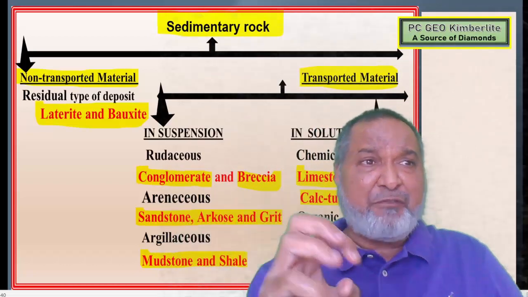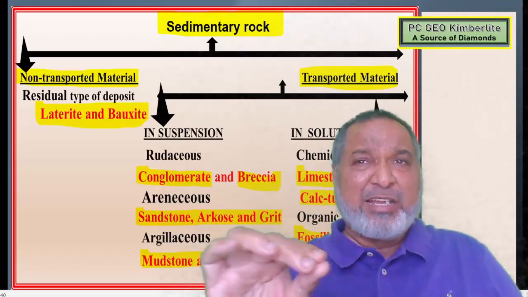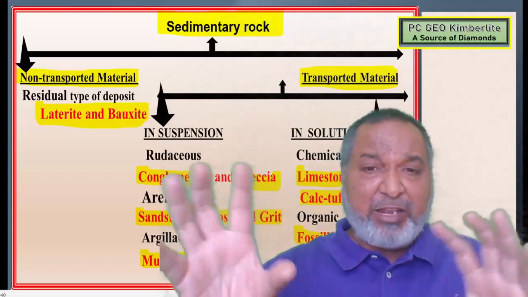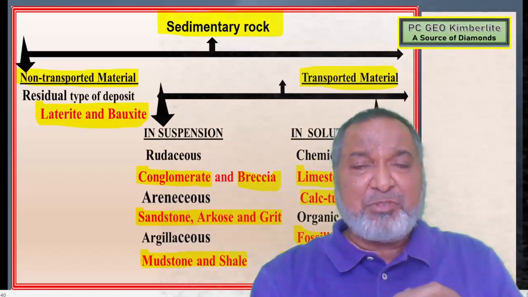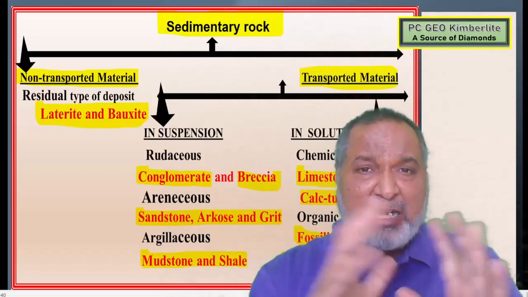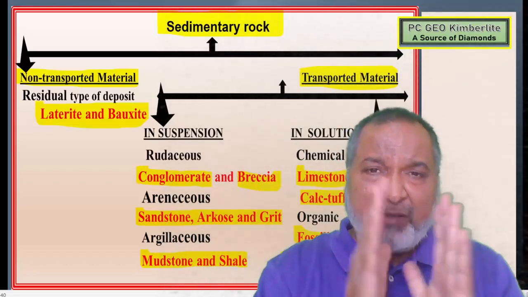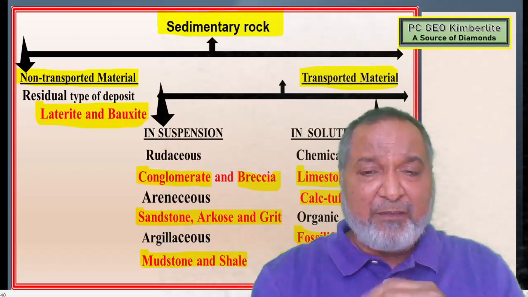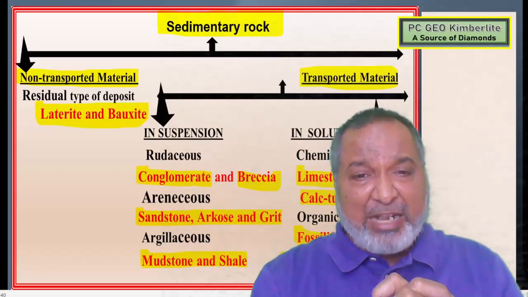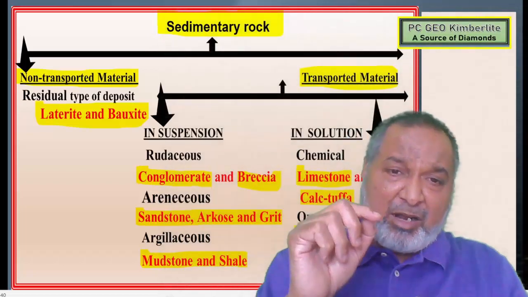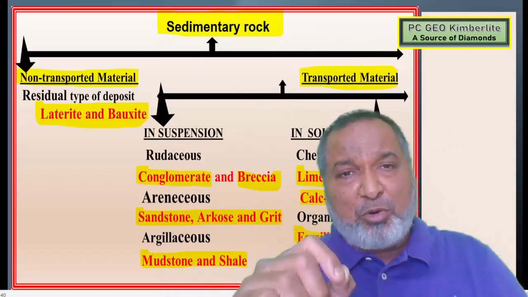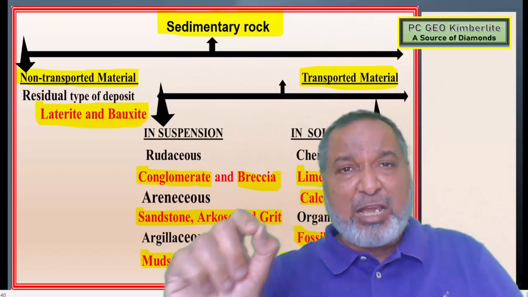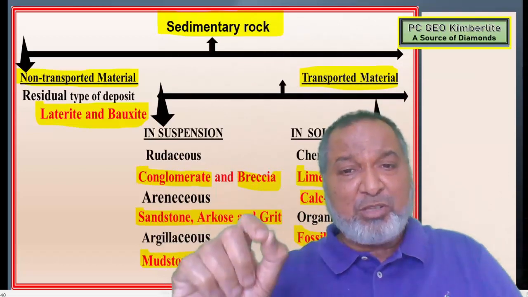Now in this sandstone, if the grain size is coarse, coarse sand sediments are there, then that will be called a grit. Sand is very fine and grit is very coarse. Nothing different. But the difference comes in the arkose. In that arkose, out of the 100%, 75% is sand and 25% is feldspar, particularly the orthoclase. Due to that, the color of the arkose will become reddish. So when you write down the classification for sandstone, arkose and grit, we write sedimentary, transported in suspension, arenaceous type of deposit.